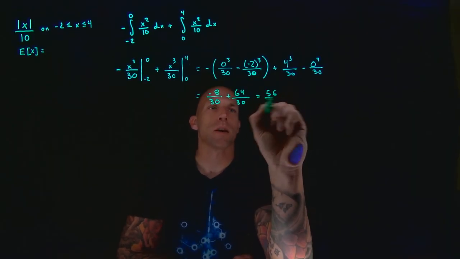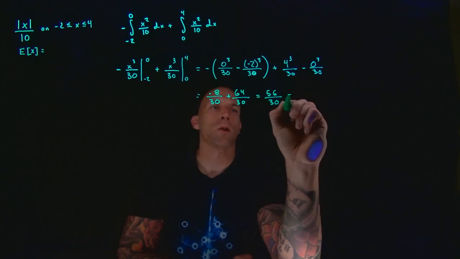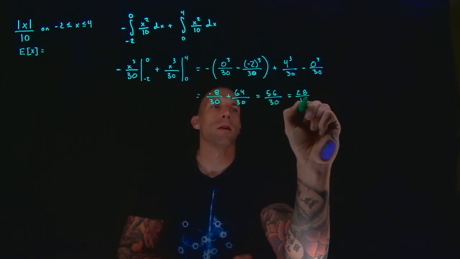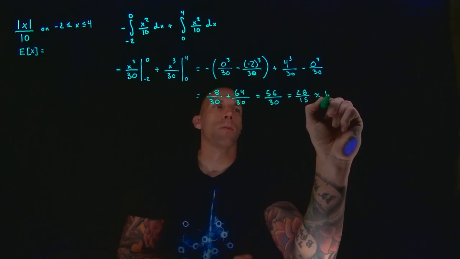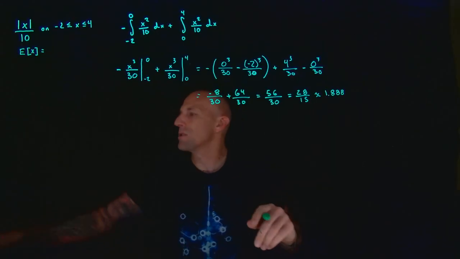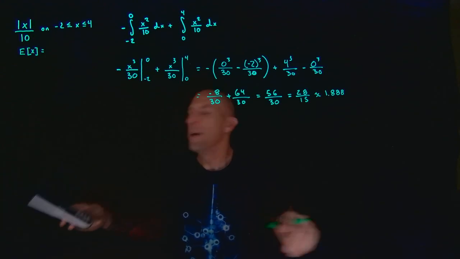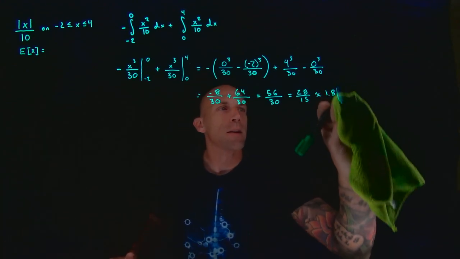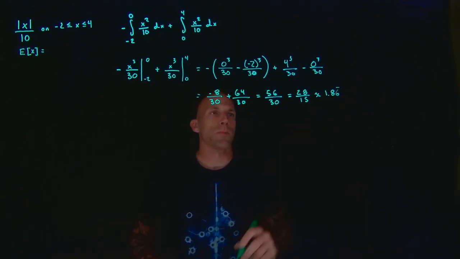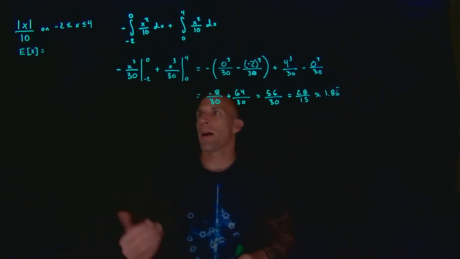And then, of course, when we simplify, 64 minus 8 is 56. So we have 56 over 30, which reduces down to 28 over 15, or about 1.866 repeating. Let me check my calculator. Yeah, that's right. 1.86 repeating. Yeah, so there you have it.